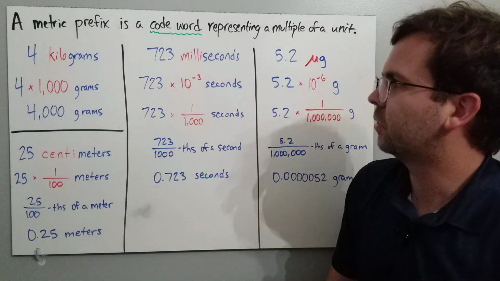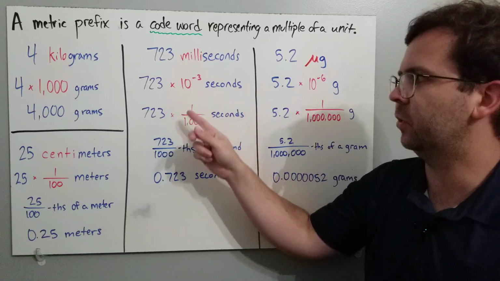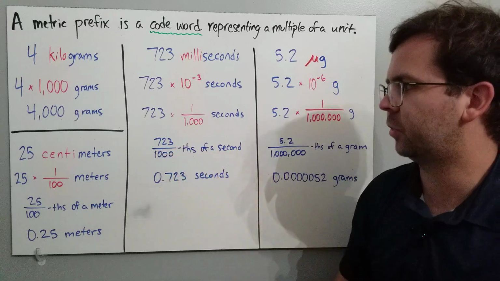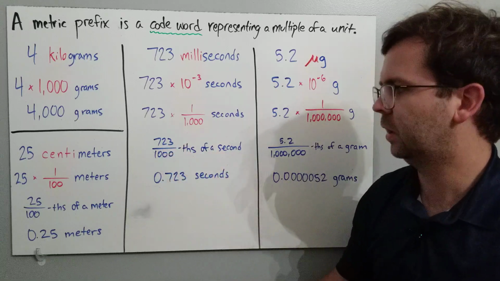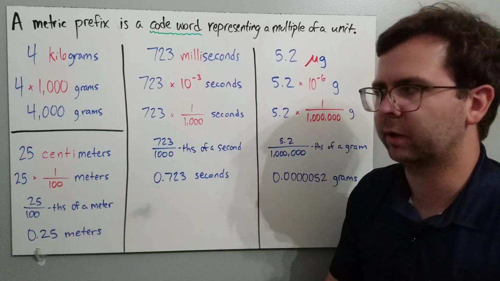723 milliseconds. Milli, if you look at the chart, is times 10 to the negative 3, which is times 1 over 1,000. So that would become 723 thousandths of a second, which would be in decimals 0.723 seconds.